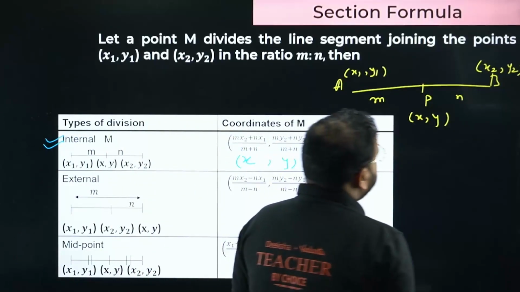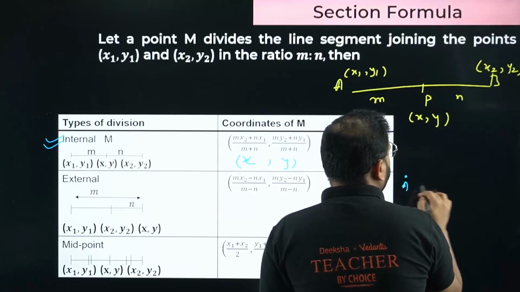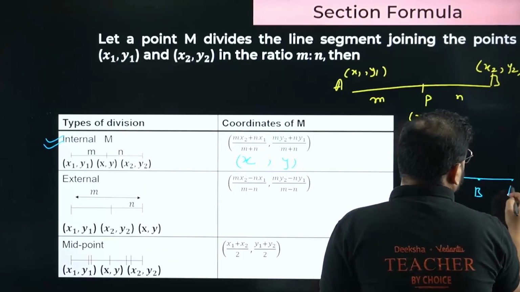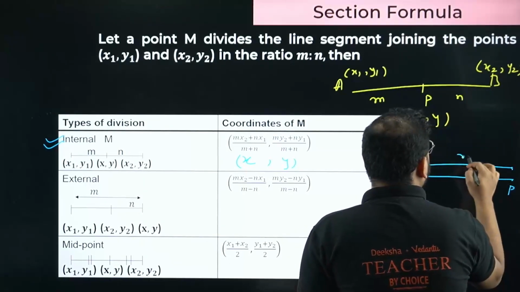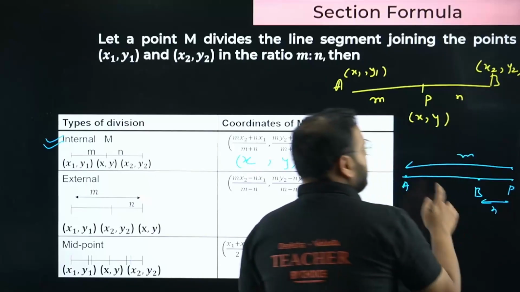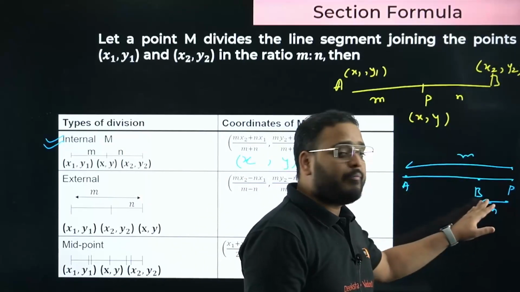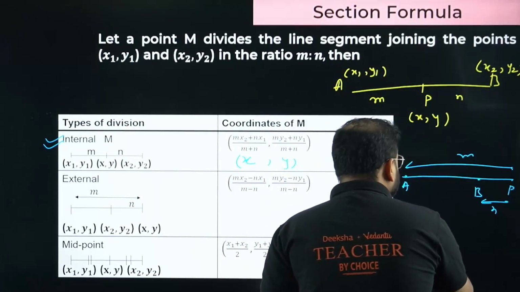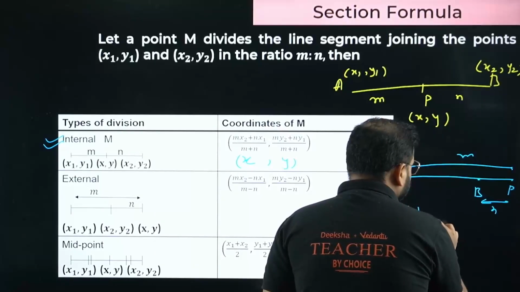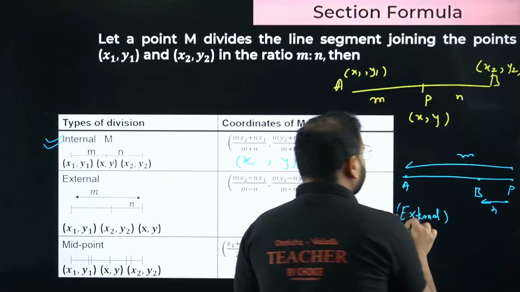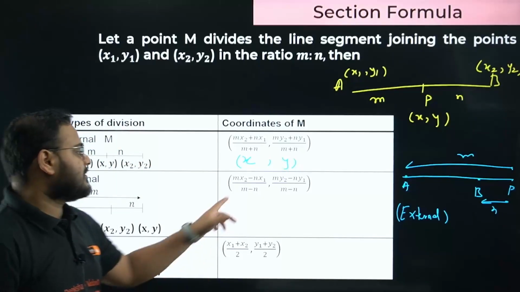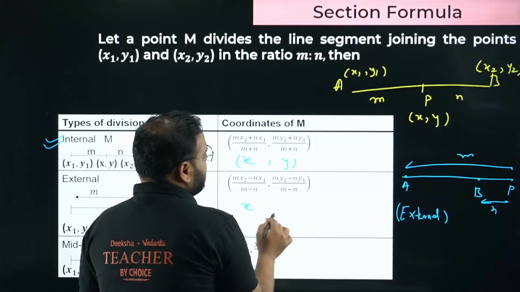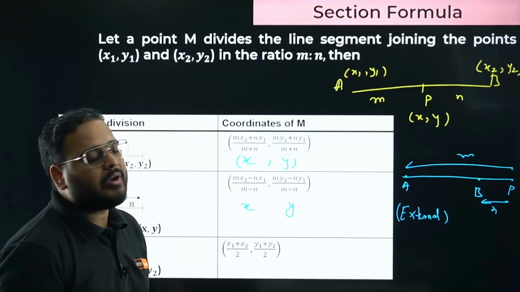If you have external section, basically if the point A is over here, point B is over here, and P is outside this part. So this is going to be your section M, this will be your section N. The coordinates remain the same, of course, it will be x1, y1, for B you'll have x2, y2, and for P you'll have x, y. So this is called the case of external section. When you have that, the minus sign is introduced over here. So mx2 minus nx1 upon m minus n, this is going to be your x coordinate. Same goes over here, my2 minus ny1 upon m minus n.